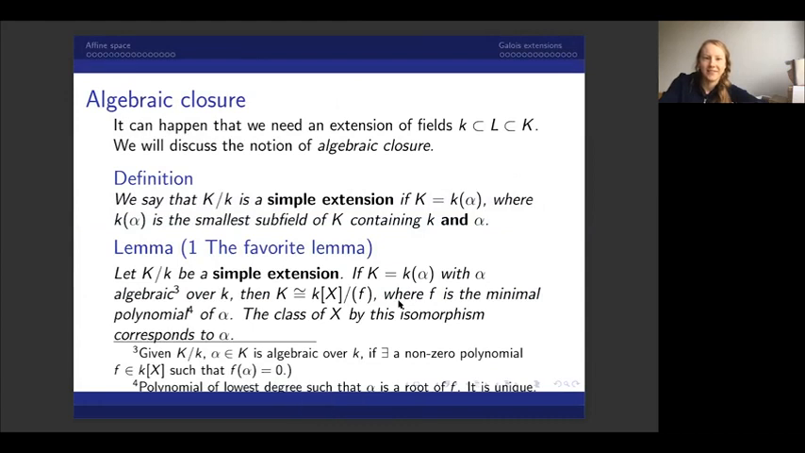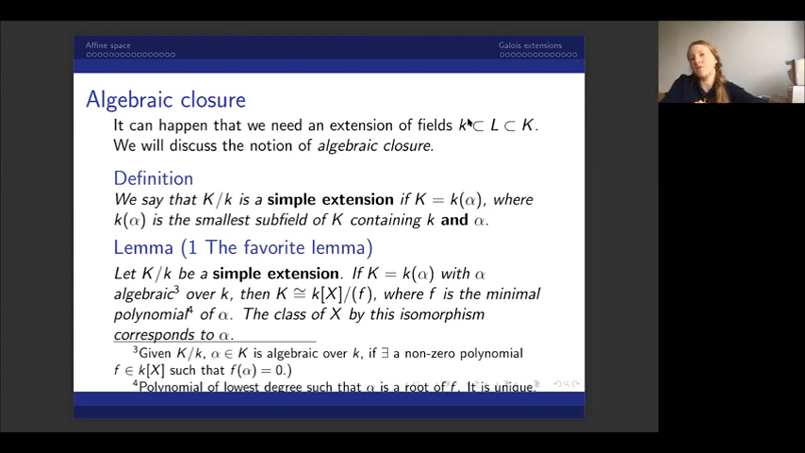Okay, so my aim now is going to be to define the notion of algebraic closure, which is in fact crucial when you want to have your set of solutions for a given set of equations. So it's really crucial. We have been mentioning and discussing the notion of algebraic extension last time, and so we're now going a bit deeper in the theory.